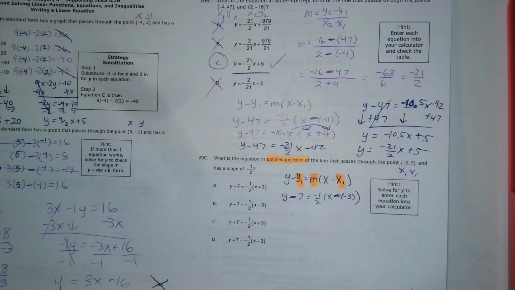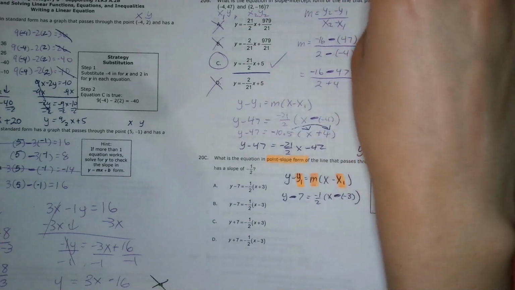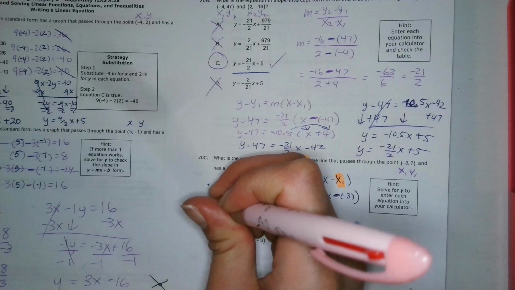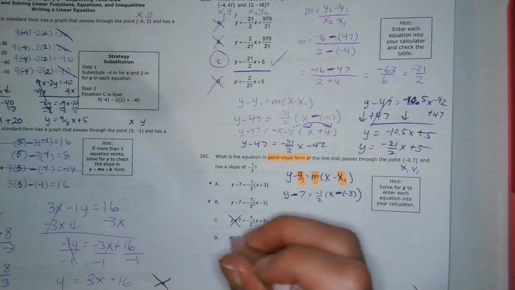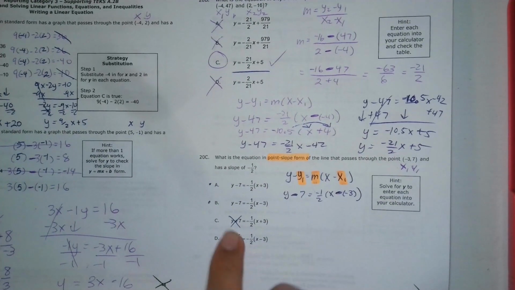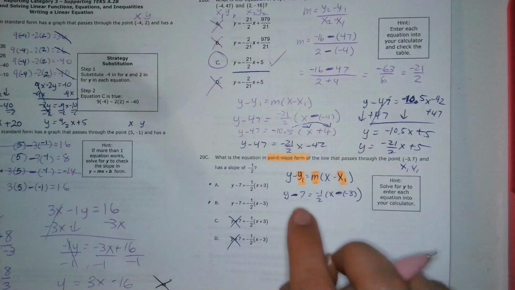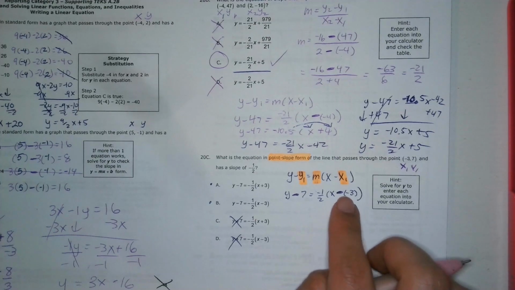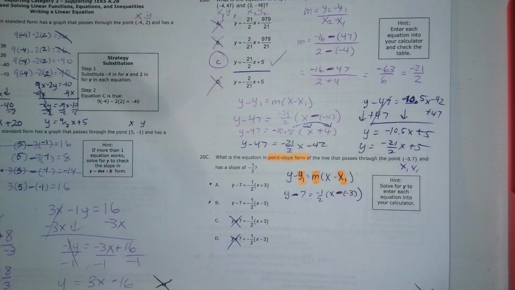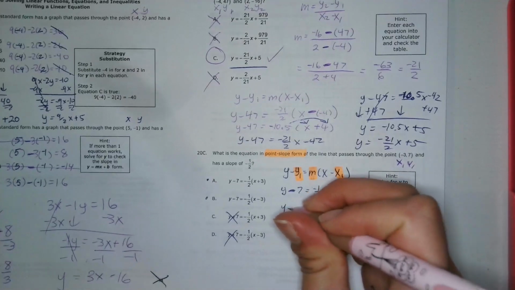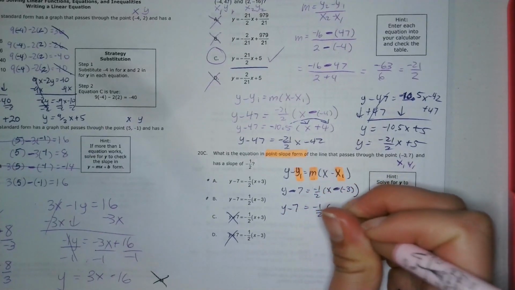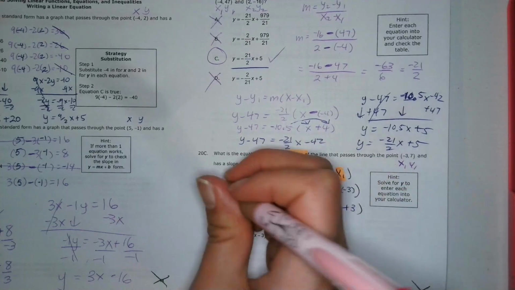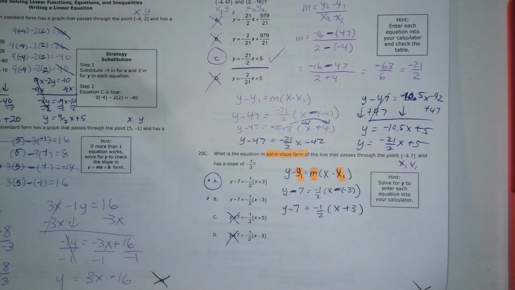Already, I can see half of my answers. It says here y minus 7. Only A and B have that. These are bad. They don't have what we need. Now I'm over here with the double negatives. Be careful. 2 negatives make a what? Positive. So y minus 7 equals negative 1/2 x plus 3. That means A is the only good answer.